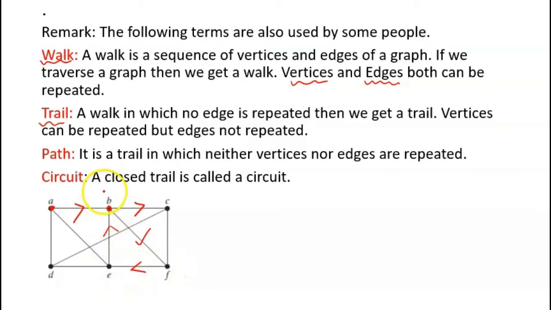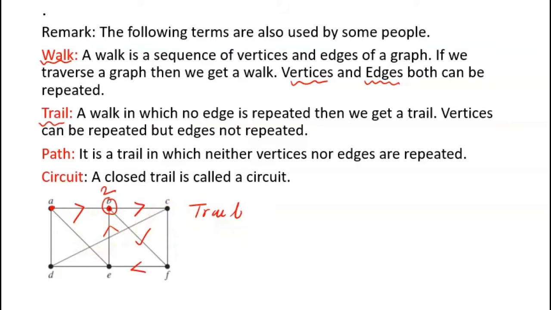So we moved to the vertex B 2 times. Once when I moved from A to B, and then again when I came back to it, and finally I reached C. So in this case the vertex B has been repeated twice. This is an example of a trail where a particular vertex has been repeated more than once.